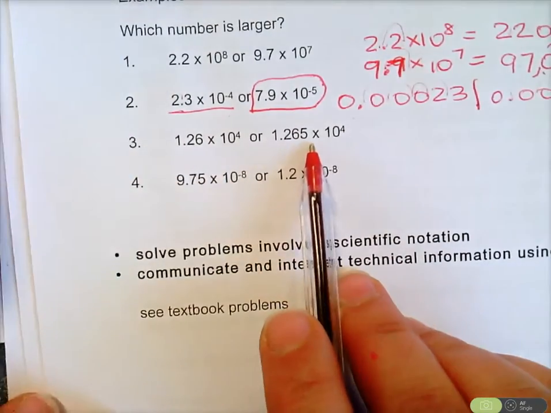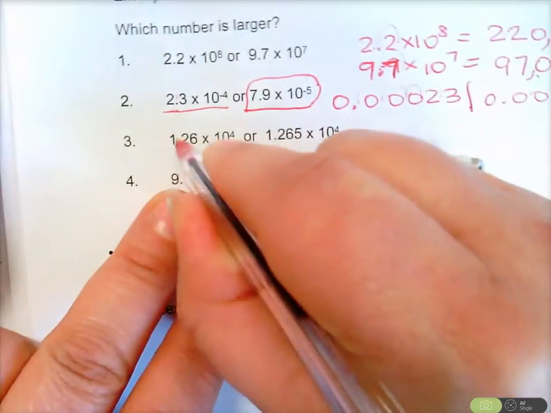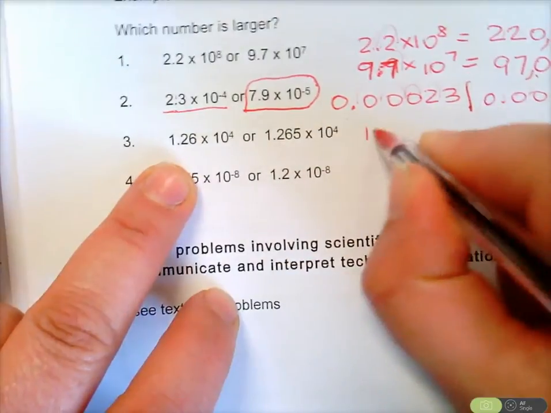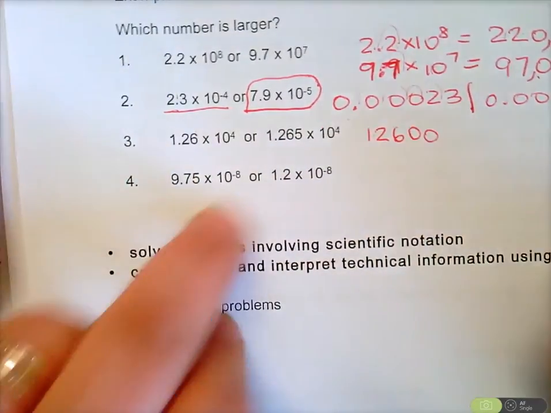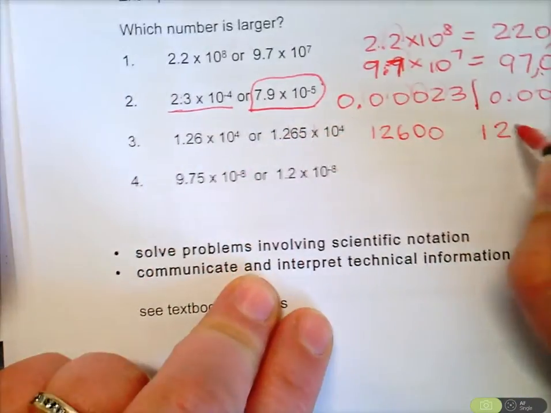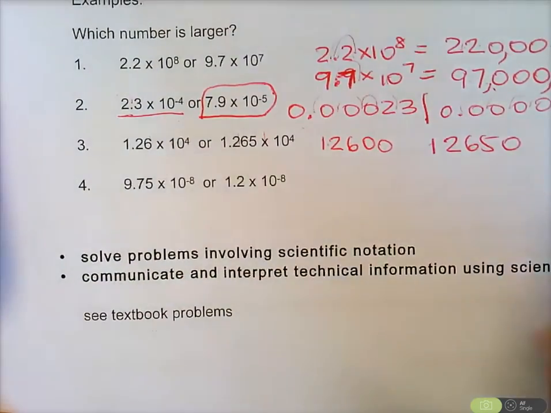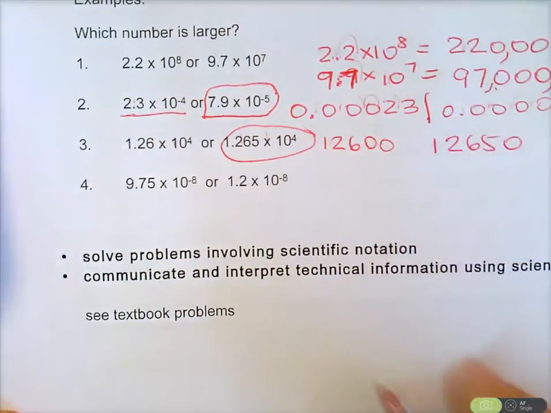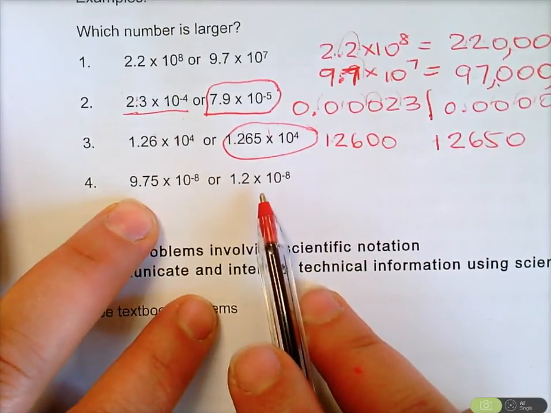What about these two? Which one's bigger? I'm going to write them both out. 1, 2, 3, 4. The first number is 1, 2, 3, 4. And the second number is 1, 2, 3, 4, 1, 2, 6, 5, 0. Which number's bigger? The second one's bigger. And the last one, they're both 10 to the power of negative 8.